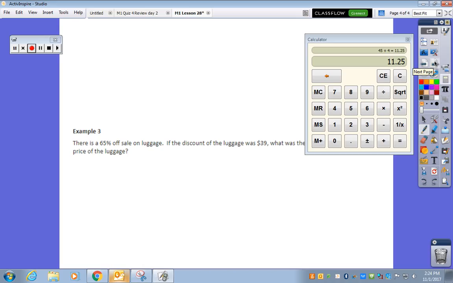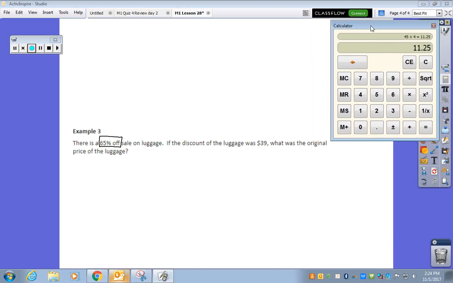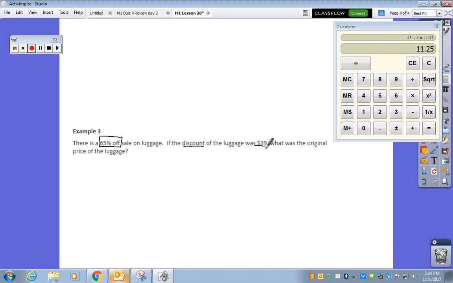Okay, the next problem says there is a 65% off sale on luggage. If the discount of the luggage was $39, what was the original price? So here I'm given the percent off and the discount. It's telling us the discount was $39. So remember, it's discount over original. Discount matches with percent off, and that goes over 100.